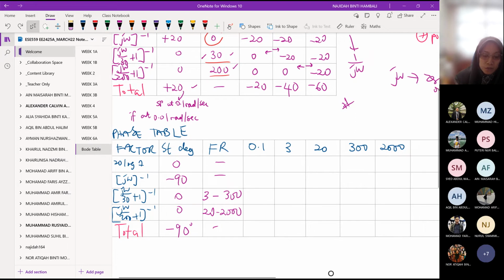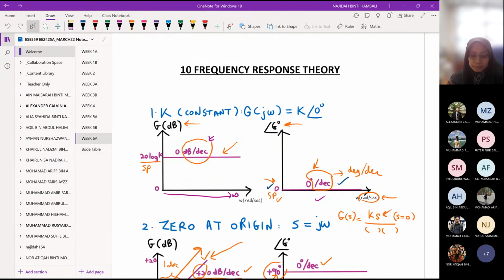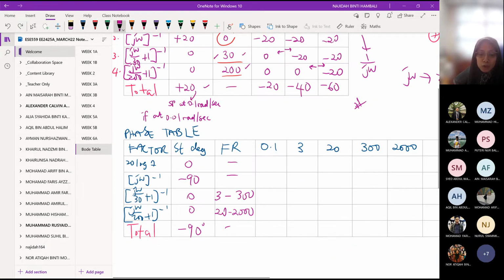Okay. So for the next one, pole at origin. What is the slope for phase? Zero. So I will leave it blank. Zero for all frequency, from 0.1 to infinity. So zero, zero, zero, zero, zero, but I don't want to write it. I want to leave it blank to save my time during the test or final.